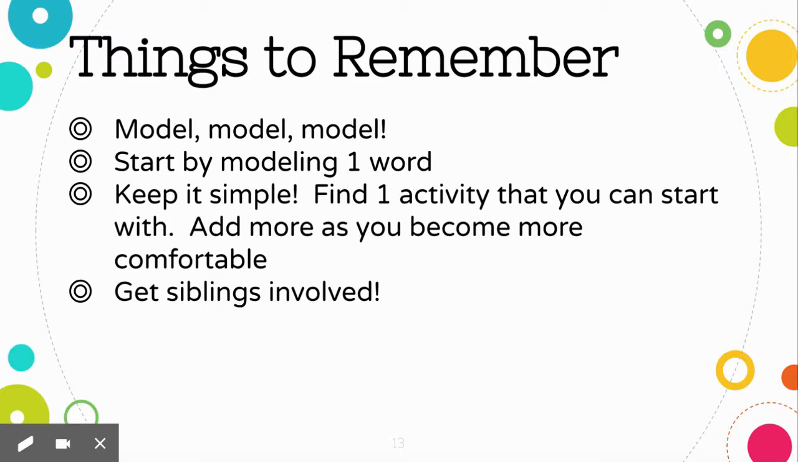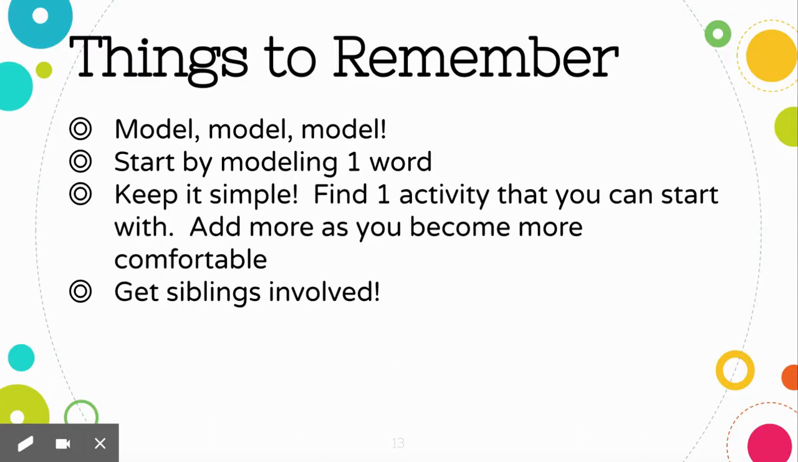A rule of thumb we like to follow at school is you model one word above what the child is doing independently. So since your child's just starting out, you would model one word. Once your child can say single words using the device, we would start modeling two words and so on.